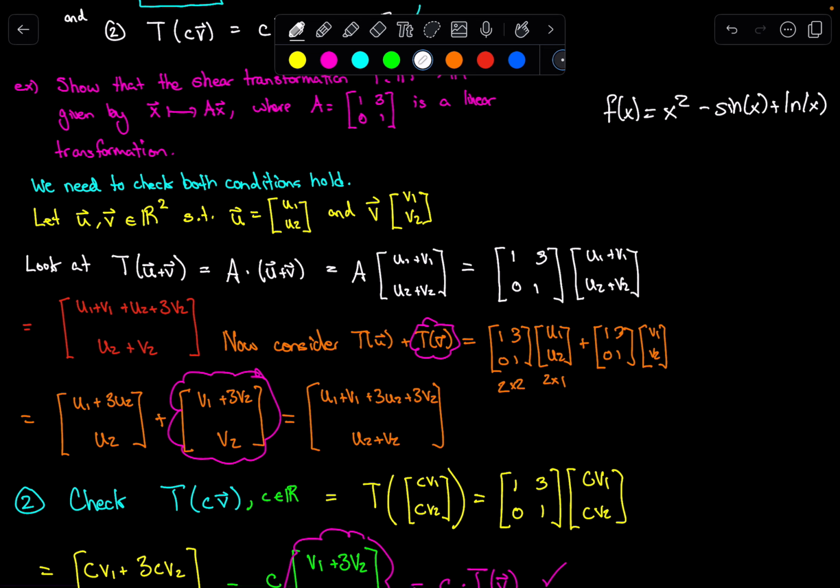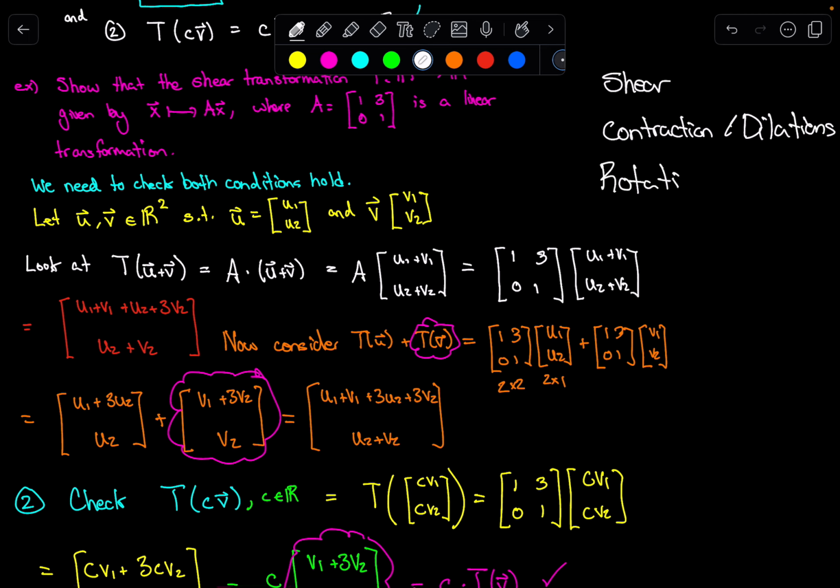So what we're doing in linear algebra right now is we're going to consider some of the more basic linear transformations. And the basic linear transformations that exist are what we call shears, contractions slash dilations, and rotations. These are the most basic sorts of transformations. They're the equivalent of when you learn what a straight line is, you learn what a quadratic is and that it looks like a parabola, and you learn what trig functions are. So these are some of the more basic transformations.